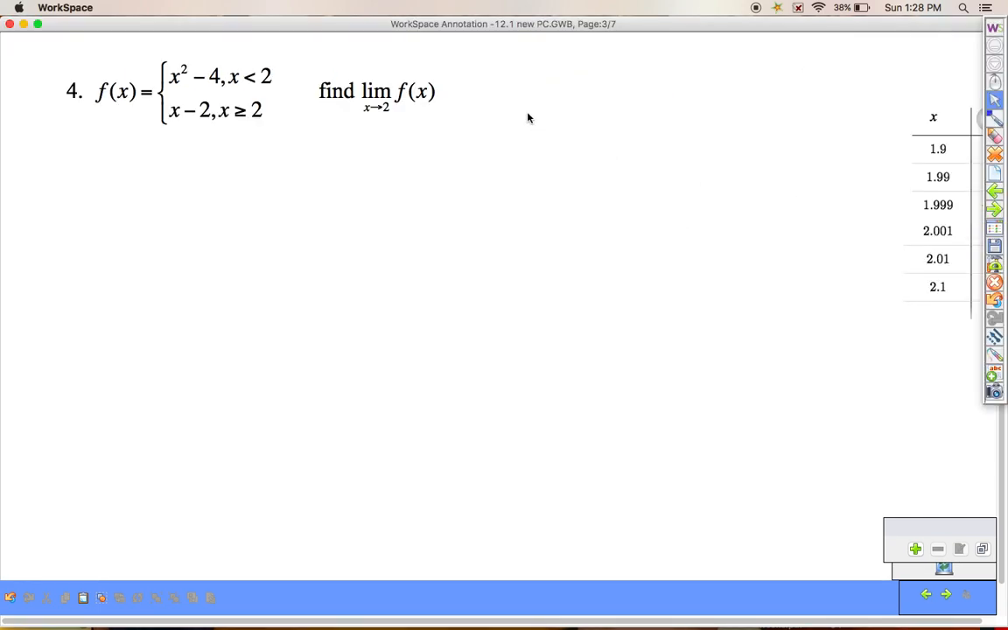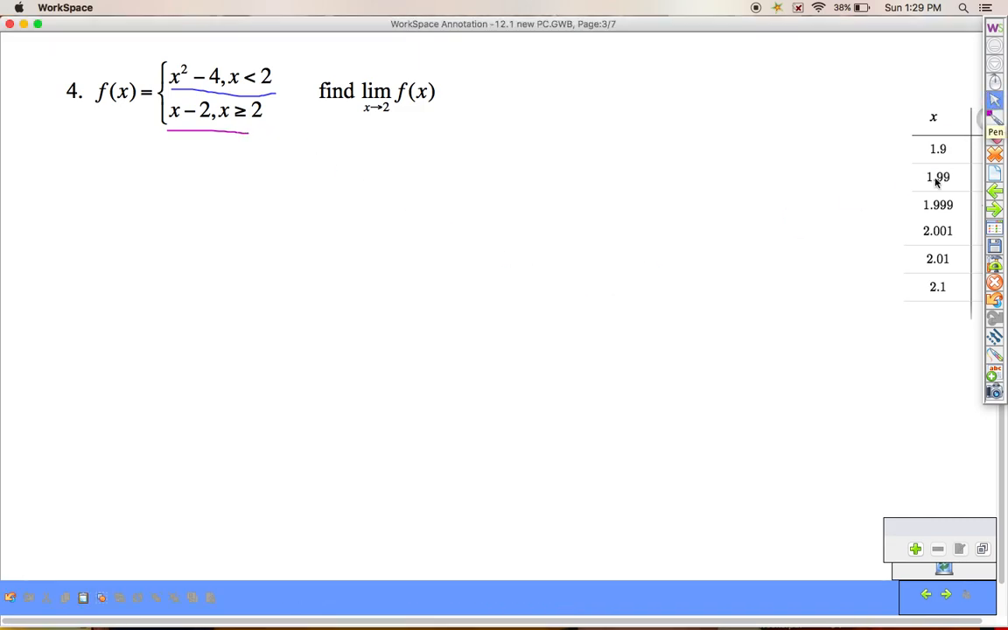All right, piecewise function. Hopefully we know that when I make my table, I'm approaching 2 from both sides. So when my x is less than 2, I'm going to go 1.9, 1.99, 1.999. When my x is greater than or equal to 2, I'm going to go 2.1, 2.01, 2.001. The numbers that are less than 2 go into here, and the numbers that are greater than 2 go into here.